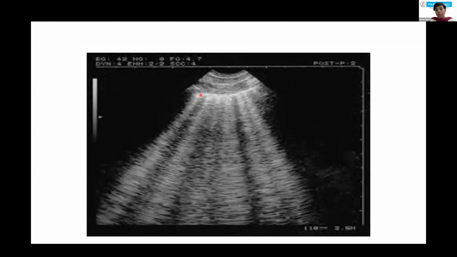Whereas if you see this picture, you have B lines, there are so many, they are homogeneously placed and the pleural line appears to be regular. This is very much diagnostic of cardiogenic pulmonary edema.